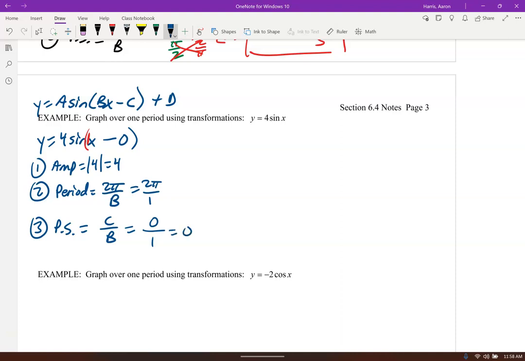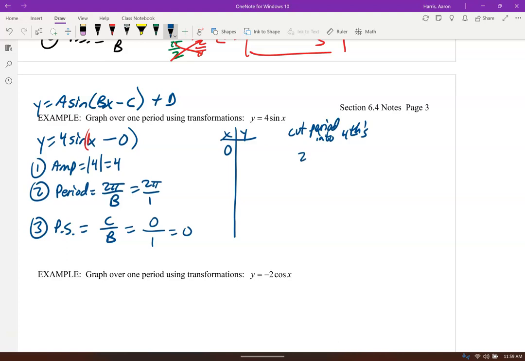The phase shift is where you want to start. That's the movement right, left. Okay, but it's a key point where you want to start. You want to start with your phase shift. In this case, it's just 0. So we want to start there. And then the second thing is you want to cut the period into fourths.